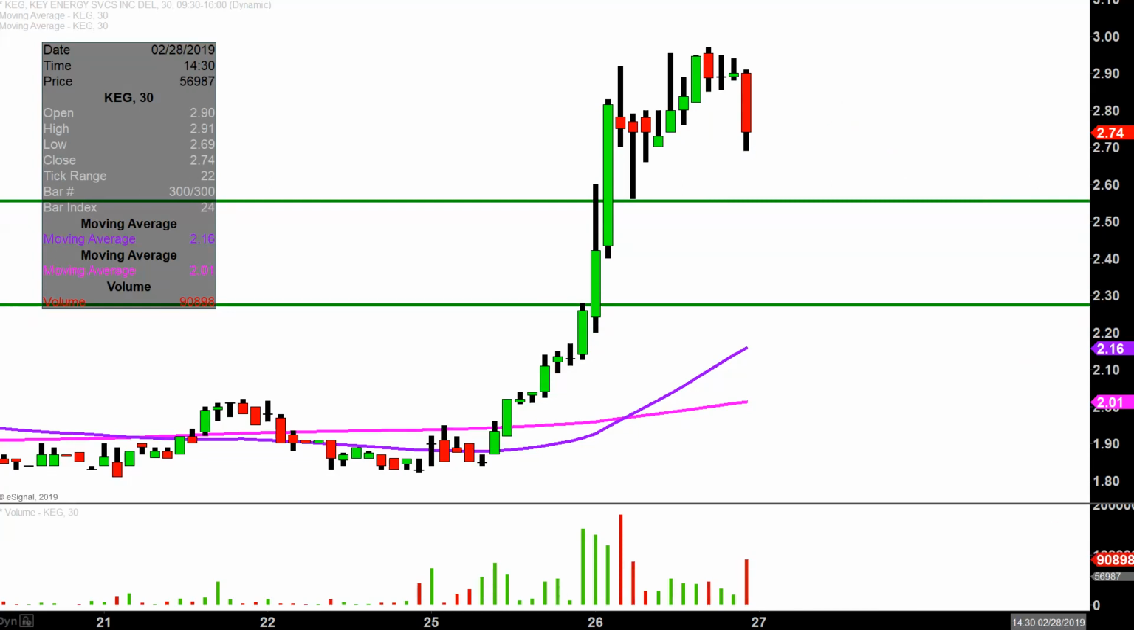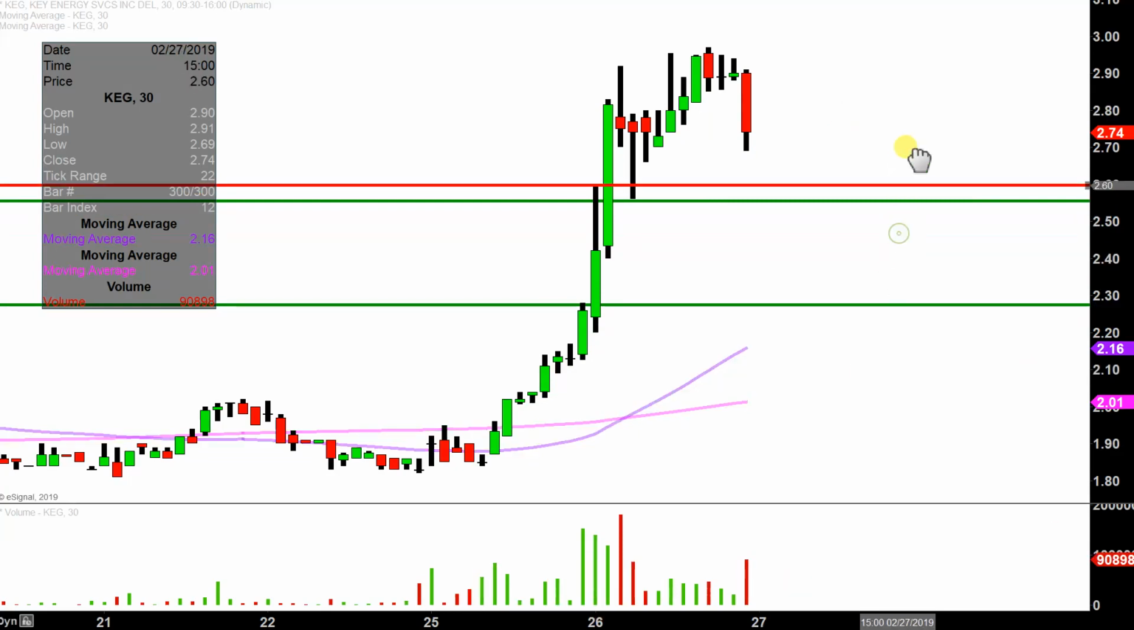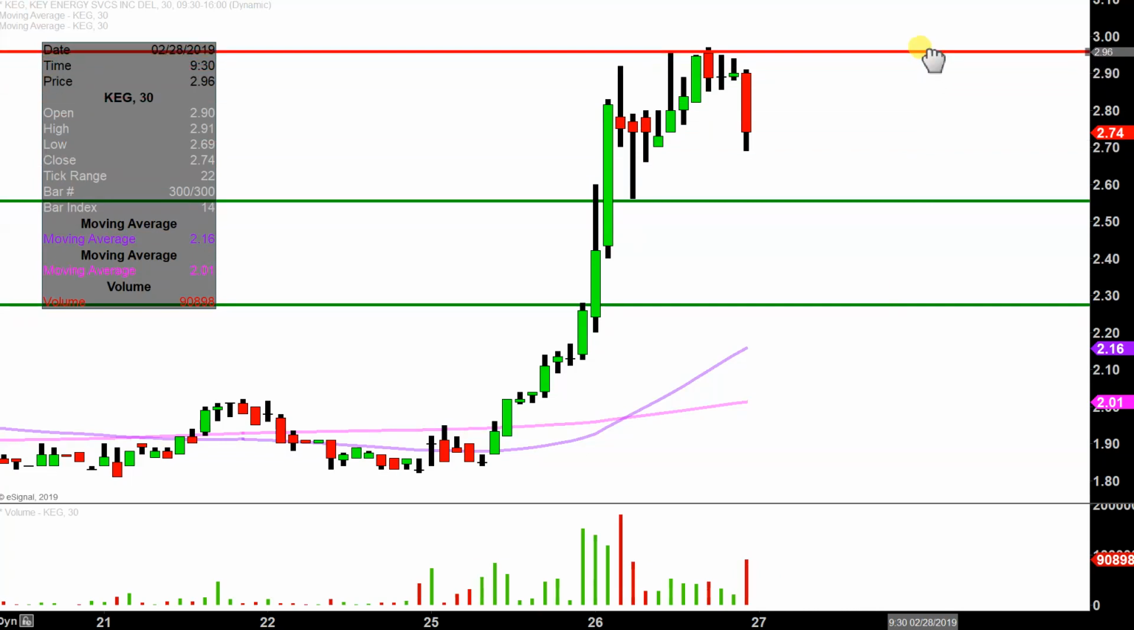Now, what about levels of resistance? As far as where the sellers are at, the key level going forward is going to be right up around 2.95. You can see quite a bit of price congestion right up around that area. So that is going to be public enemy number one going forward.